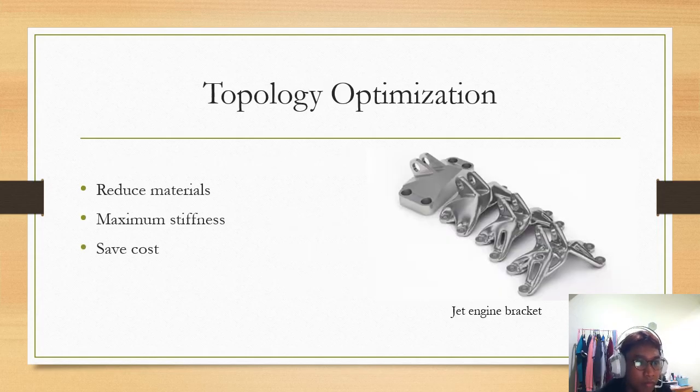Alright, topology optimization. Topology optimization is a mathematical method that optimizes the material layout through material reduction while maintaining the maximum thickness. So, when the material is reduced to make some components, it will reduce the cost also.